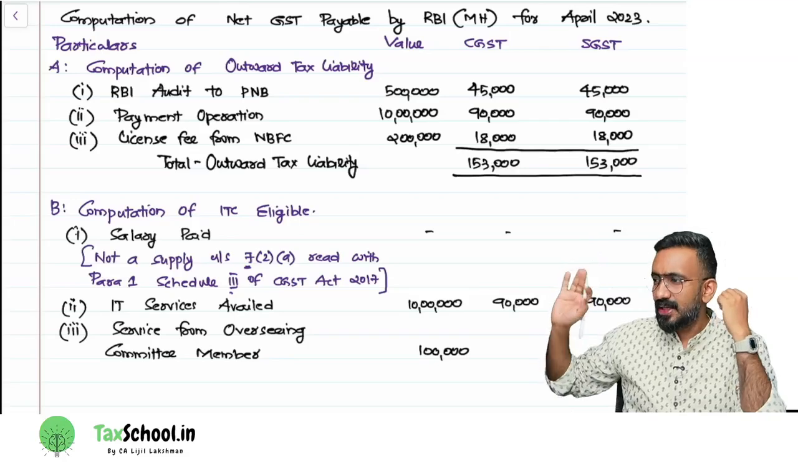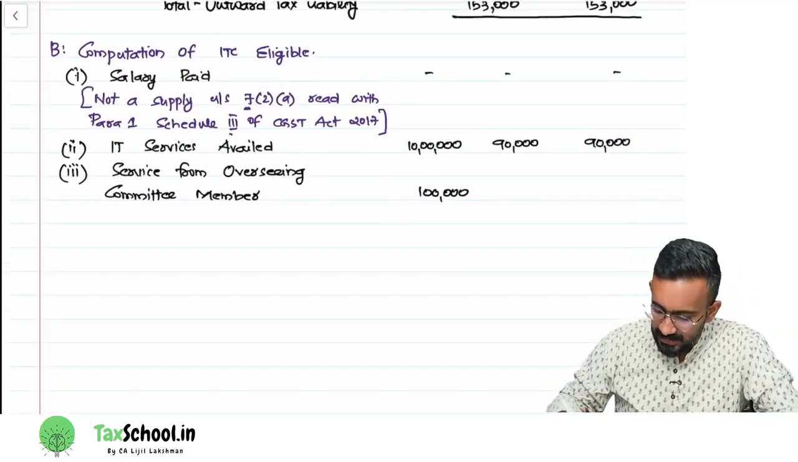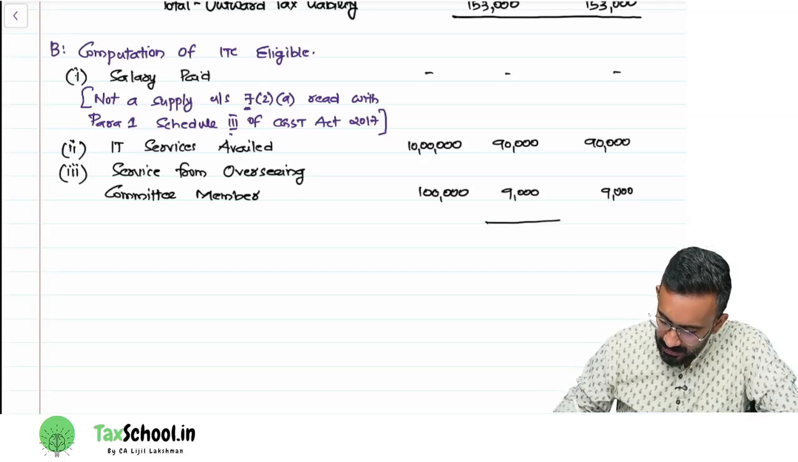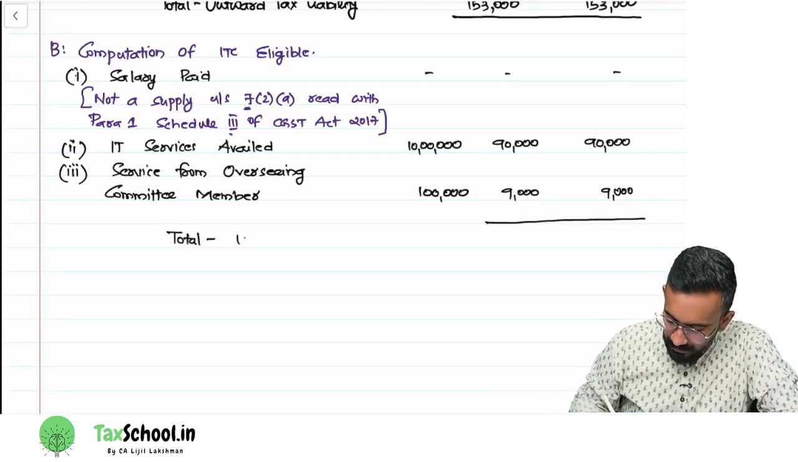It's a complicated one. So what we should do when you have an RCM in your question, if it is eligible, take it as credit. How much they would have paid under RCM? 18%, 9,000, 9,000. I have shown it as credit, and that's it for my credit. So I would do a total of ITC, which is 99,000.